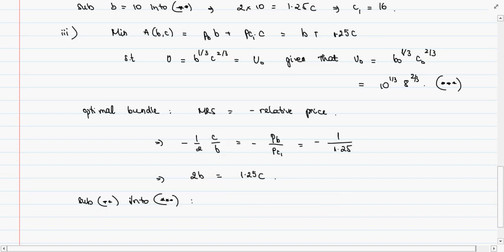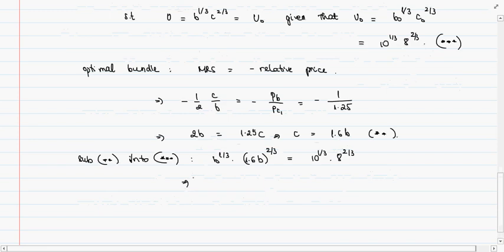So over here I would have C equal to 1.6B. Okay. So if I substitute this into our constraint over here, I got B to the power 1/3, C to the power 2/3, and C is just 1.6B, to the power 2/3, and that has to be equal to 10^(1/3) and 8^(2/3). Okay, so from here I should be able to find the value of B.